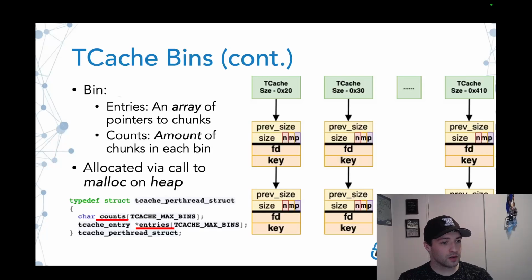Now, it has a list of counts and a list of entries. The entries is going to be the first item in the linked list, and the counts is an array that keeps track of the amount of chunks in a particular bin at that point.